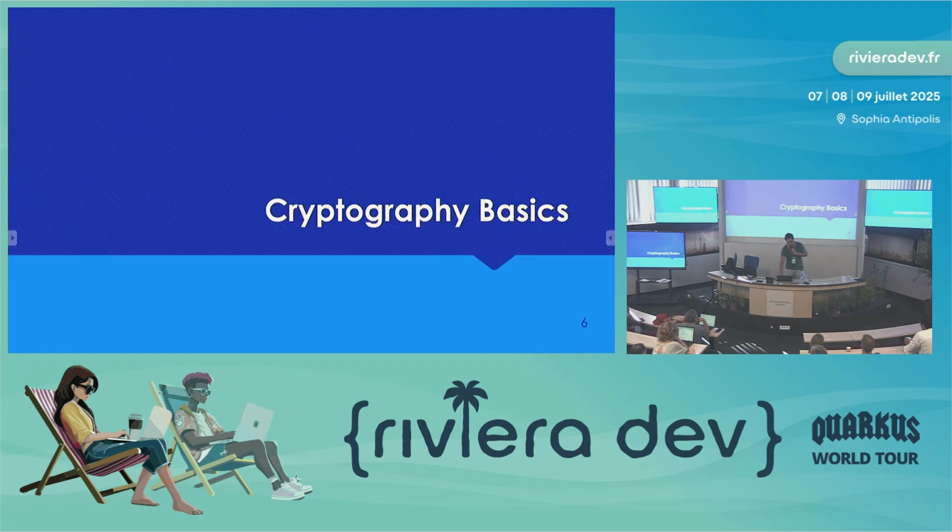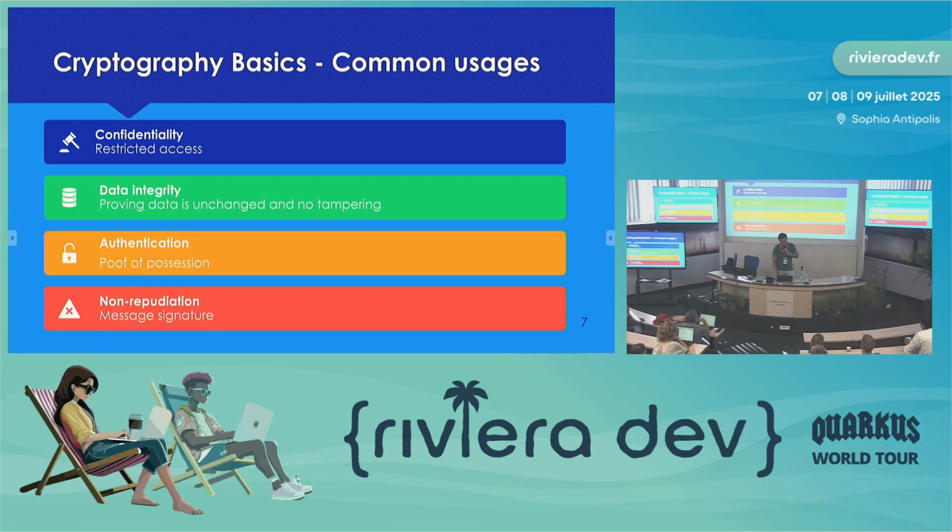So some basic cryptography, really basic stuff. First, why are we using cryptography today? We use cryptography for confidentiality. If I send you an encrypted message, what I want is no one else being able to read inside it if he or she should not have access to it.